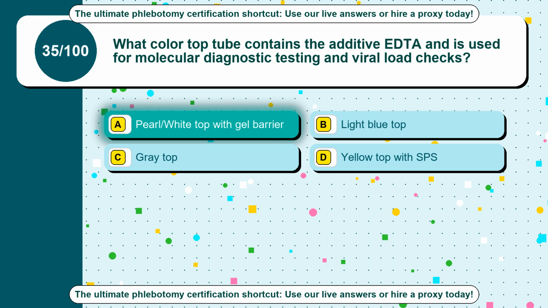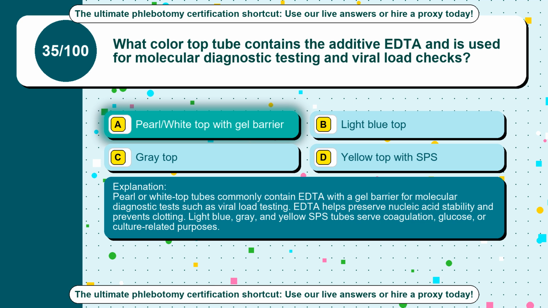Pearl/white top with gel barrier. Pearl or white top tubes commonly contain EDTA with a gel barrier for molecular diagnostic tests such as viral load testing. EDTA helps preserve nucleic acid stability and prevents clotting. Light blue, gray, and yellow SPS tubes serve coagulation, glucose, or culture-related purposes.